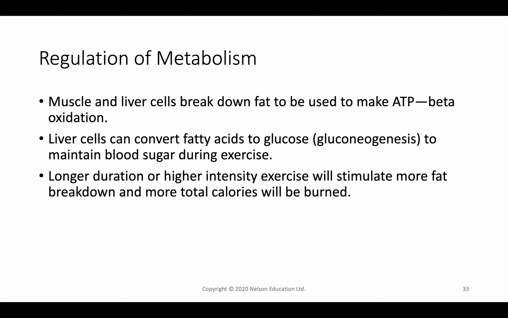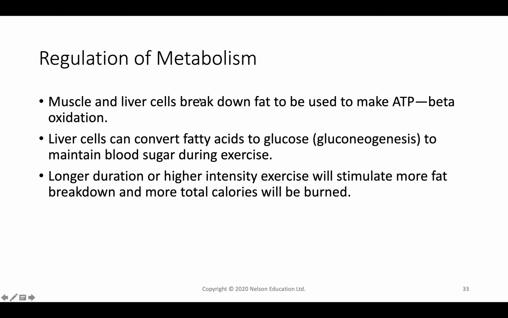All right, so how do we regulate metabolism? We regulate metabolism by taking a look at what we have and making sure that we have enough. So if we have too much of something, we're going to store it aside as something else. And if we have too little of it, we're going to create more of it. And so if, for example, we don't have enough ATP, our muscle and our liver cells will break down fat in order to create ATP.